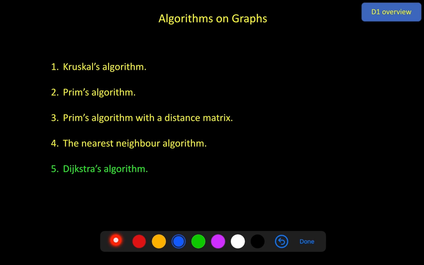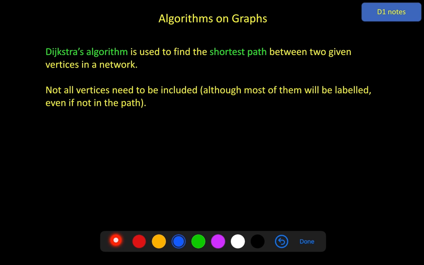In this video, we're looking at Dijkstra's algorithm. Now, Dijkstra's algorithm is used to find the shortest path between two given vertices in a network, but you don't need to use all the vertices. You're just trying to get from start to finish in the shortest possible path. So not all the vertices need to be included, which almost certainly means that not all of them will be, although most of them will be labeled as part of the algorithm. However, not all of them need to be labeled.